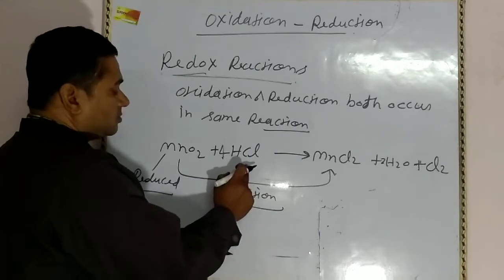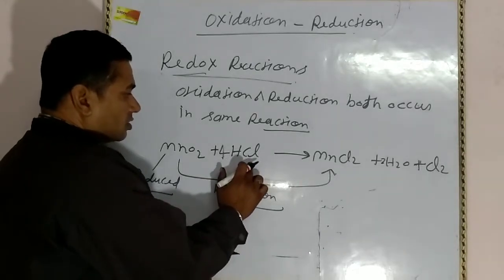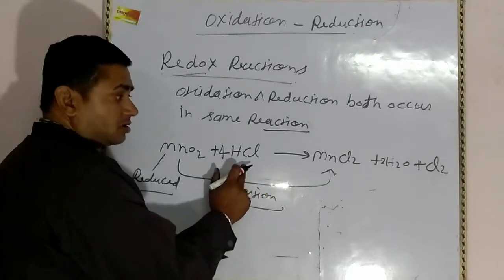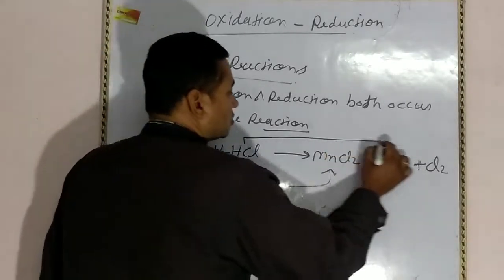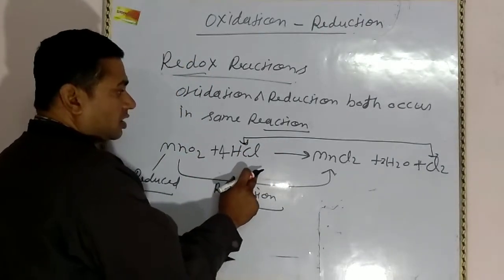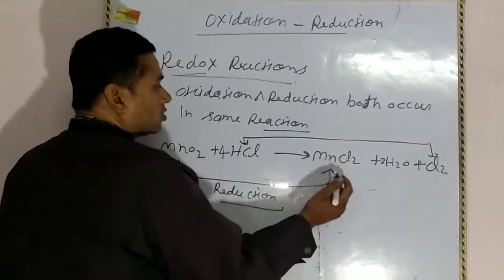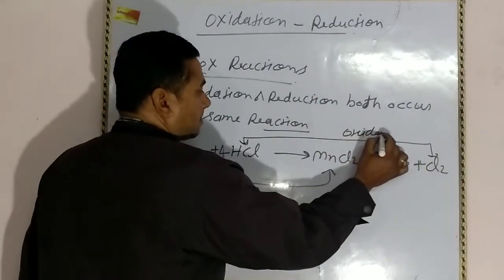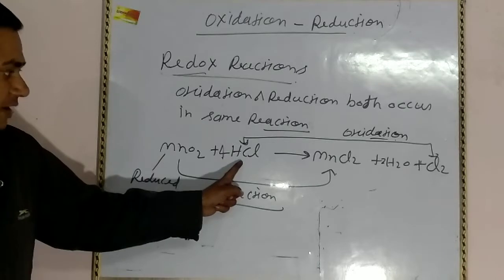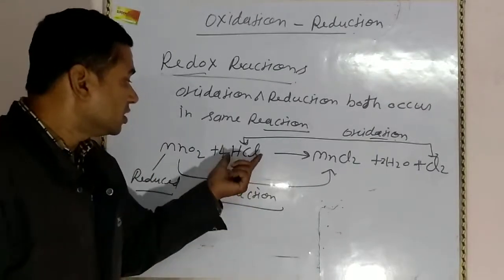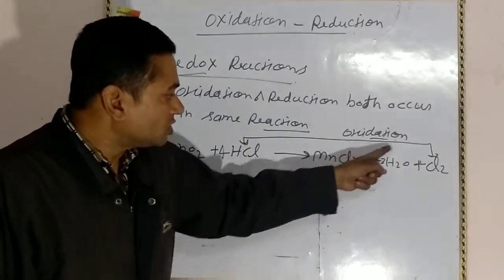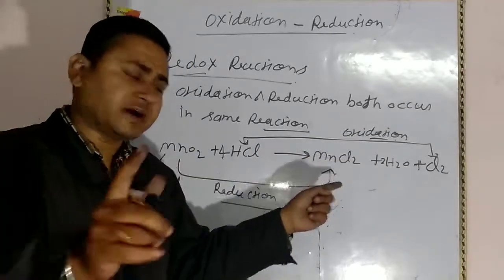Now in HCl, you see in HCl the hydrogen has been removed and formed Cl2, like this. Hydrogen has been removed from HCl and formed Cl2. So this is oxidation according to the definition. Here you are seeing removal of hydrogen in HCl. So H is removed and it forms Cl2. So this is oxidation, because oxidation is removal of hydrogen.